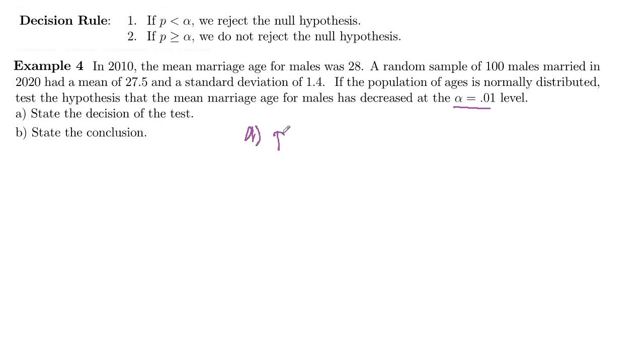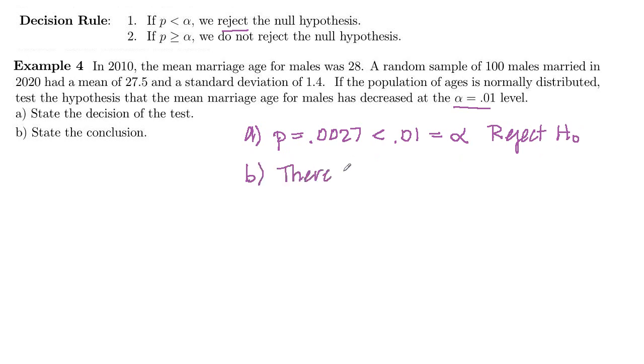A, our p-value in this test was 0.0027. And that is less than 0.01, which is our alpha. And so p less than alpha, we reject the null hypothesis. So here we're going to reject H0. And now we're going to state our conclusion. In other words, interpret what it means here to reject H0.